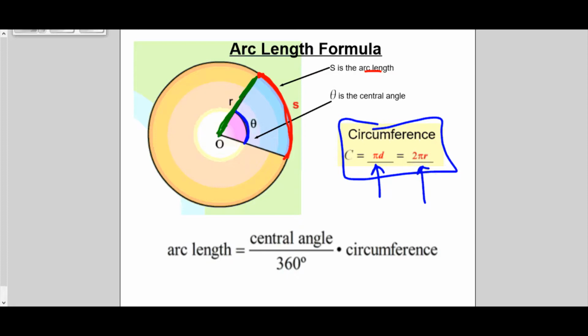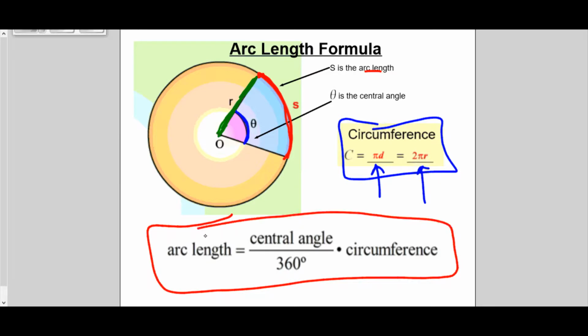So the arc length formula is down here at the bottom. Make sure you copy this down. So the arc length is going to be the measure of the central angle divided by 360 times the circumference. And the circumference formula that you'll use will depend on what information you're given. If you're given the diameter, then you're going to use this one. If you're given the radius, then you'll use that one. So you use 2 pi r if you're given the radius.